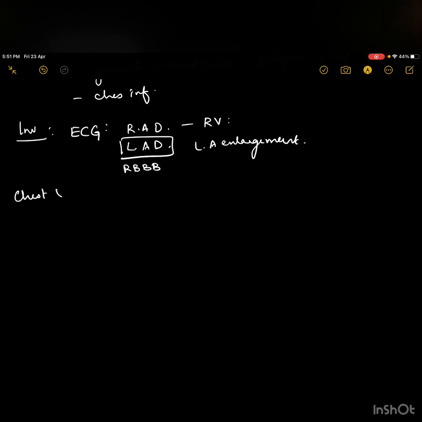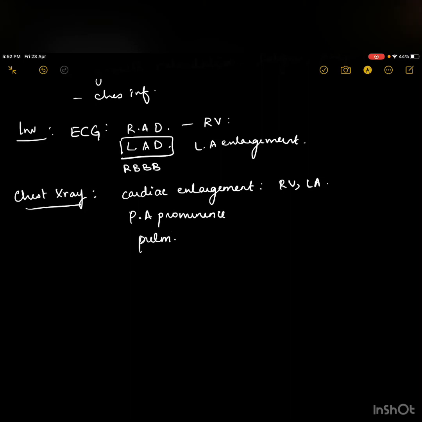The most useful can be a chest x-ray as well as a cardiac echo. In a chest x-ray, we can see that there can be cardiac enlargement. There can be enlargement of both the right ventricle as well as the left atrium, and we can see that there's prominence of the pulmonary artery, because more blood is flowing through the pulmonary artery, and left atrial enlargement, like I said, and pulmonary plethora because increased blood is going into the lungs.